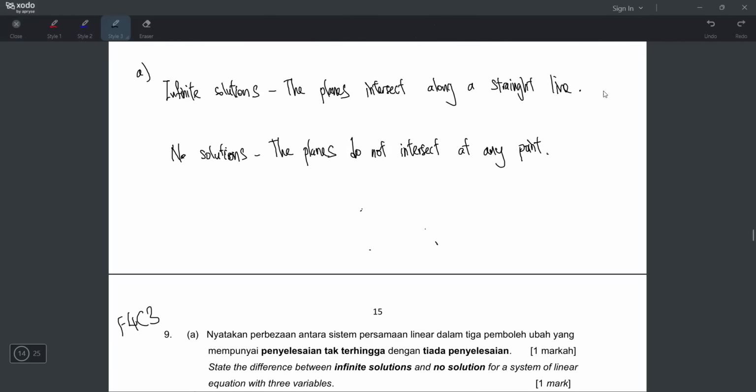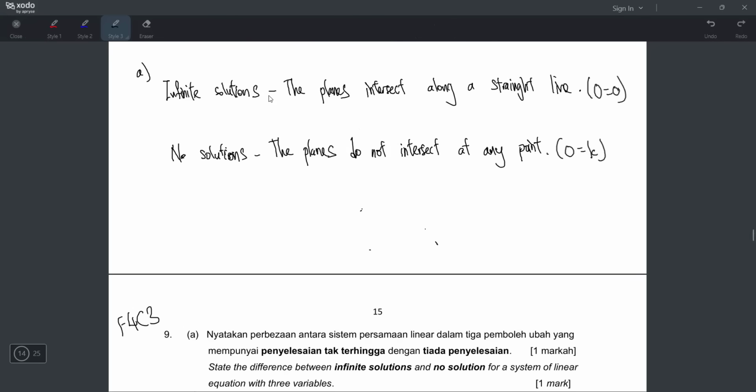When you do the elimination (penghapusan) and you end up with 0 equals 0, that's infinite solutions. No solution is when you end up with 0 equals k, and the k can be any number: 0 equals 1, or 0 equals 2, or 0 equals 3. So I think you can include that in your difference also.